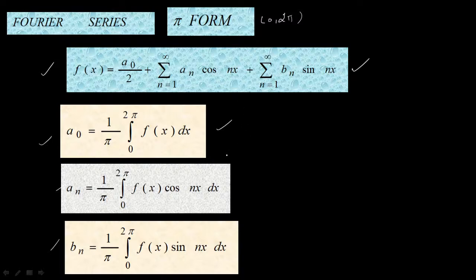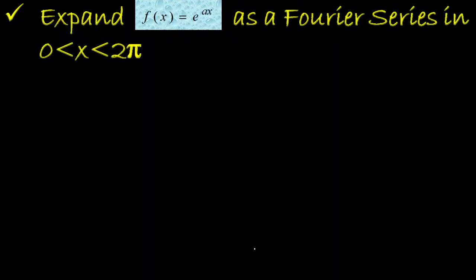That is, a naught is calculated by making use of the formula 1 by pi integral 0 to 2 pi f of x dx, whereas a n is calculated by making use of the formula 1 by pi integral 0 to 2 pi f of x cos n x dx, and b n is calculated by making use of the formula 1 by pi integral 0 to 2 pi f of x sin n x dx. Okay, with this short introduction, let me now enter into the problem.